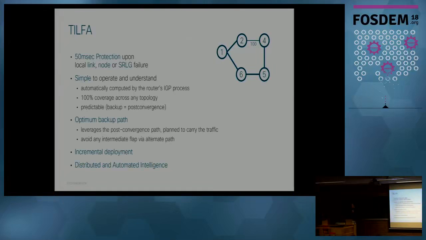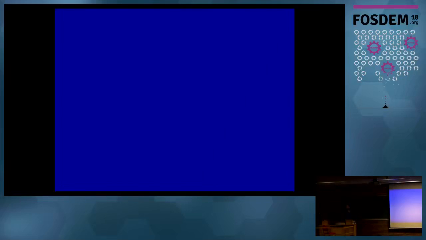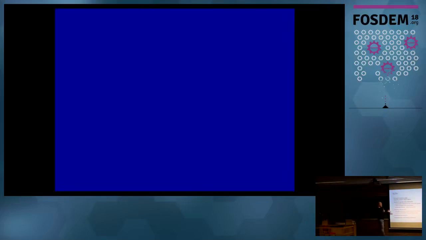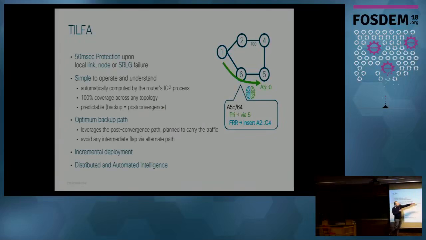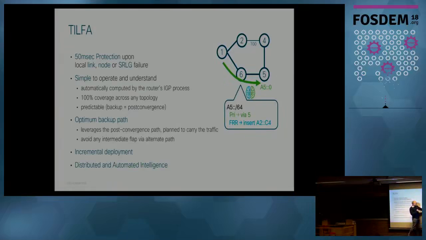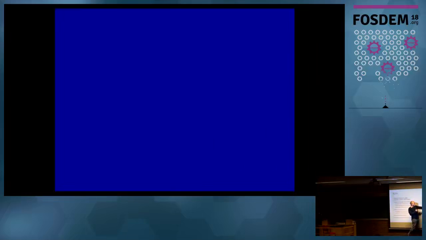So in essence, the way this works is that in case you have, for example, a flow from 1 up to node 5, then there is this node 6 in between, and it is going to know, okay, my primary path towards A5 is just going to be via this straight link, but in case there is a failure in this link, what I have to do is just insert the segment A2 colon C4.